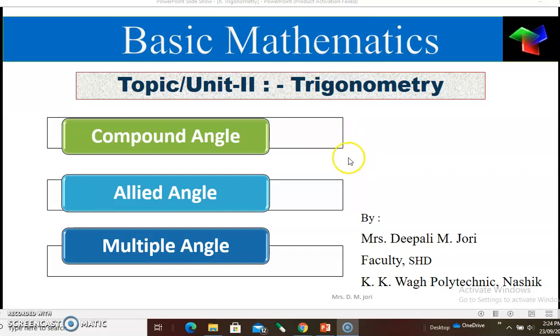Our today's topic is trigonometry. It's the second unit from a diploma course. In trigonometry, we have to study three types of angles: compound angle, allied angle, and multiple angles. But today we'll study compound angle only.